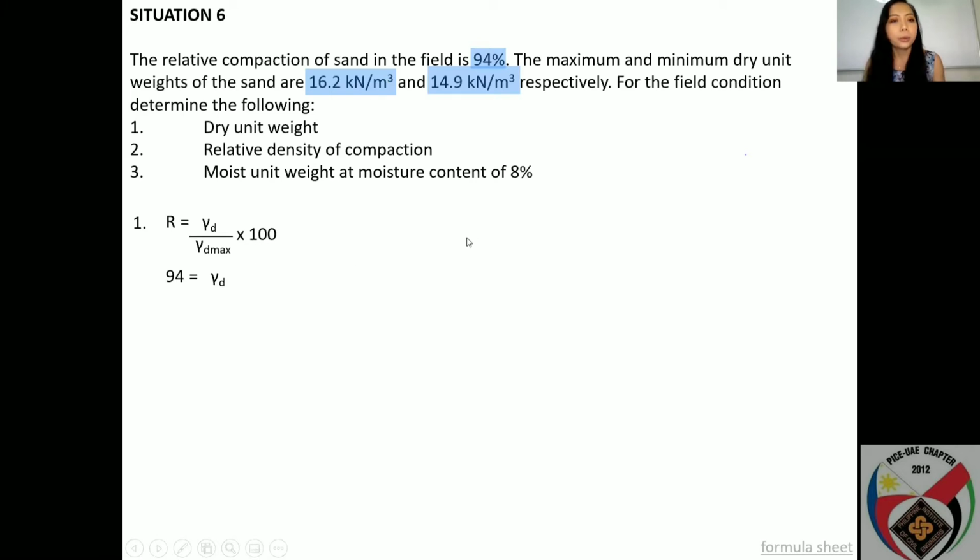So R is equal to 94. Since naka 100 ka dito, yung percentage mo dun sa kabila is dapat times 100 din. So I have, gamit yung unknown, maximum dry unit weight is 16.2. This one, times 100. Solving for dry unit weight.